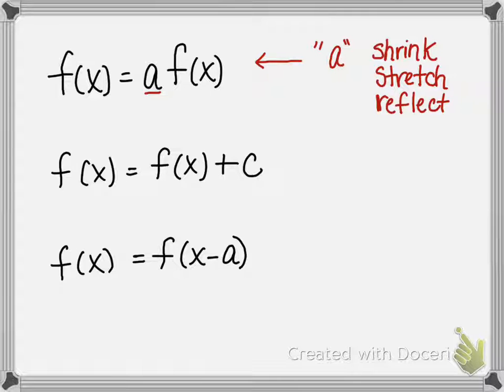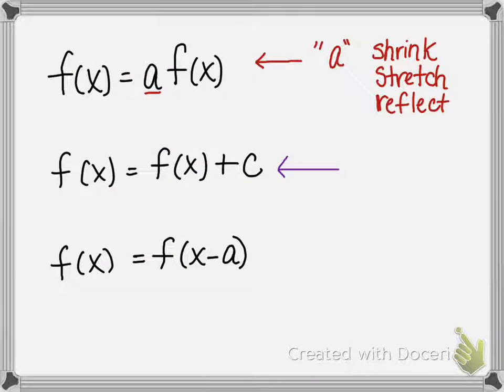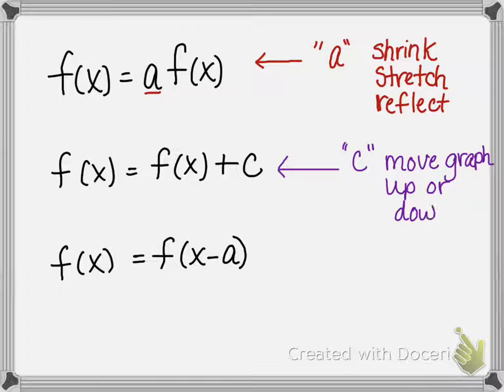Now, let me change colors. And let's look at c. What does the c do? What happened when I added something on the end? Right here, I had a vertical translation. Okay, so c is going to move the graph up or down. It's going to do one of those two things. That's all it's going to do. c, moving up or down.